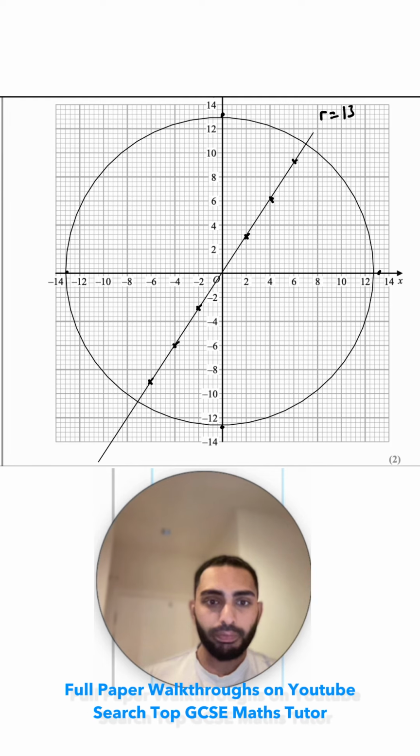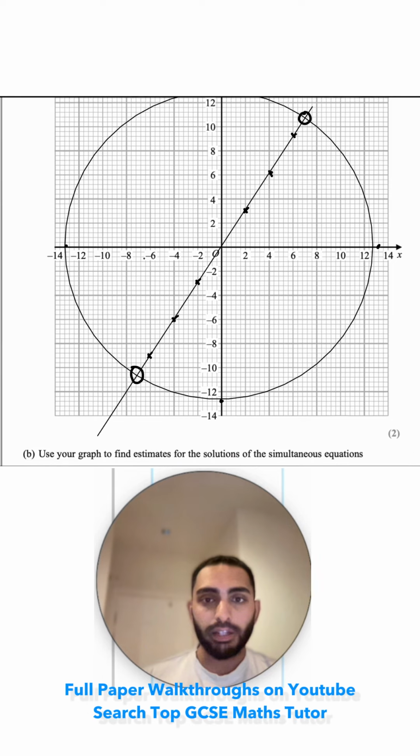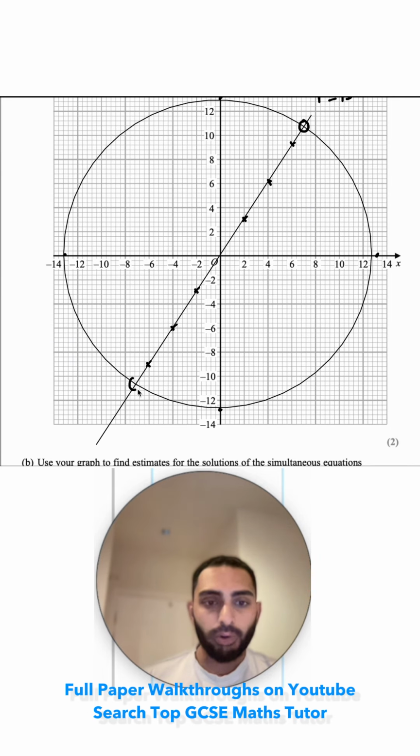Now that I've got my straight line, to solve these simultaneous equations graphically, all I do is I look for where they cross or intersect with each other. So I need to write down the coordinates of those points. I'm finding this coordinate and I'm finding this coordinate. So with this one, the x coordinate is between 6 and 8. There are 5 gaps. That's equal to 2, so each gap will be equal to 0.4.